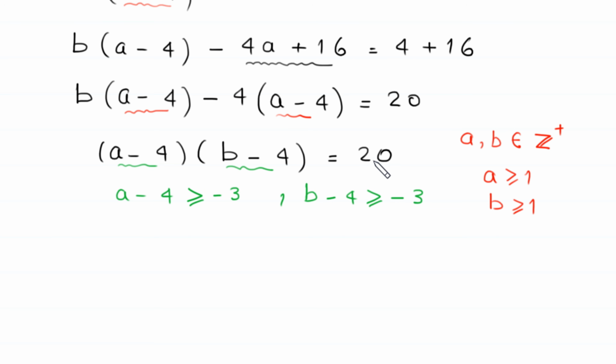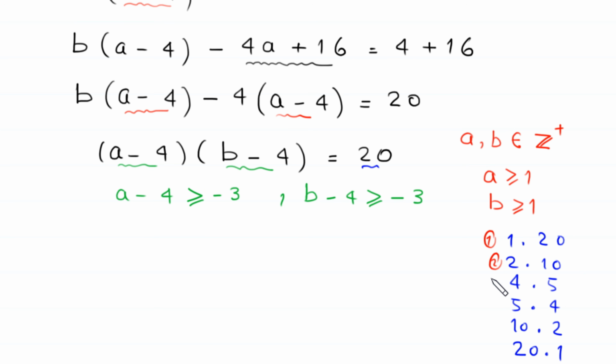So we factorize this 20 as 1 times 20, 2 times 10, 4 times 5, 5 times 4, 10 times 2, and 20 times 1. It means we have 6 cases. This is case 1, this is case 2, this is case 3, this is case 4, this is case 5, and this is case 6.